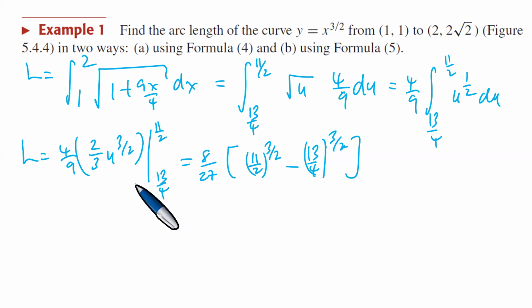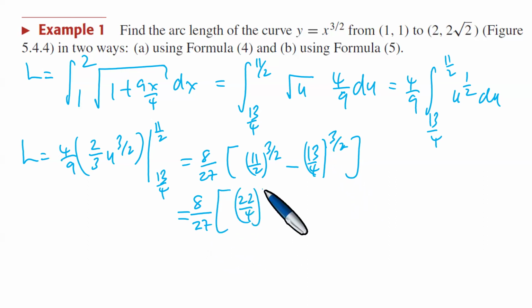And this answer can also be written as what? It is the answer, but this answer can be written nicely. Because this is like 3 over 2, 3 over 2, you can also write it as 8 out of 27, excuse me. 22 out of 4. 3 out of 2. 13 out of 4. 3 out of 2.